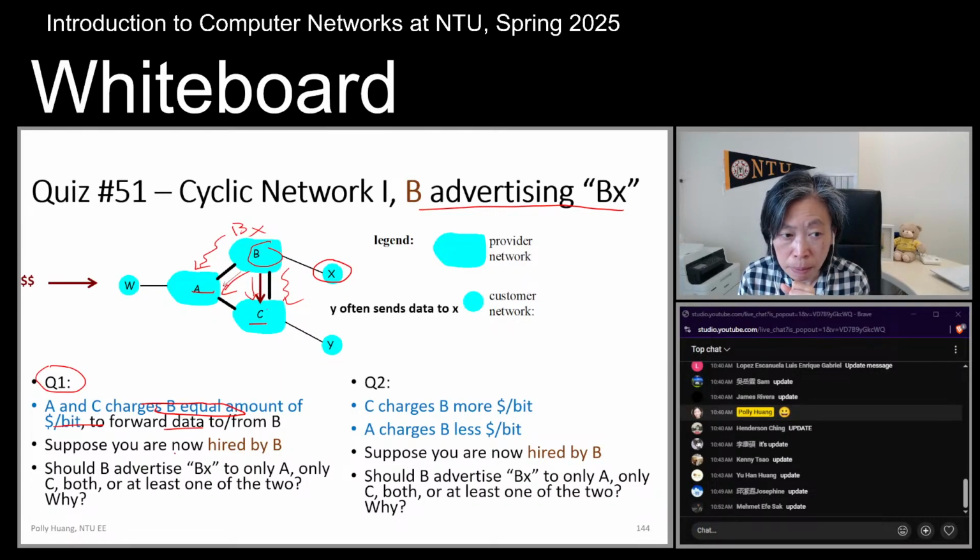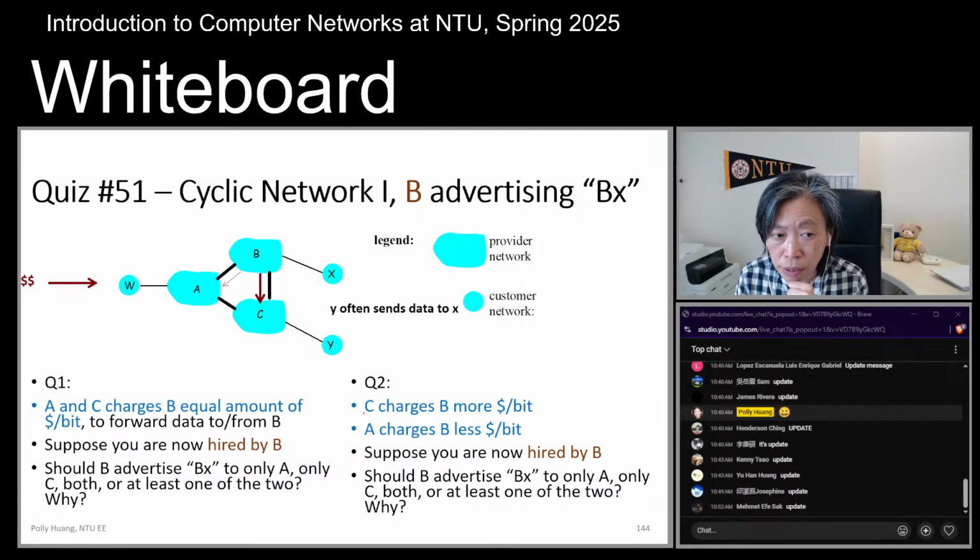Suppose now you're hired by B. Should B advertise BX to only A, only C, both, or at least one of the two? So you have a choice to make: pass only to A, only to C, to both of them, or, hey, I don't care, at least one of A or C. But what's more important is to tell why. Justify your choice. Now Q2 is finally what I was indicating with the brown arrow. C charges B more, thicker arrow here, and A charges B less, thinner arrow here. In this scenario, suppose you're hired by B. Would you advertise BX again only to A, only to C, both of them, or at least one of them? Tell why.